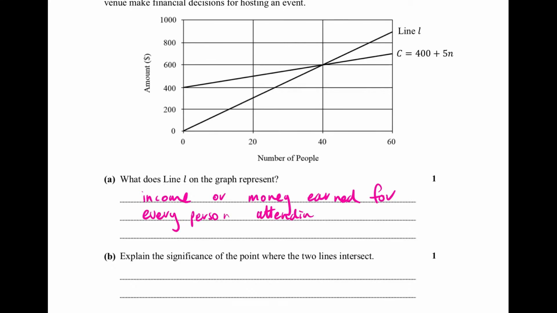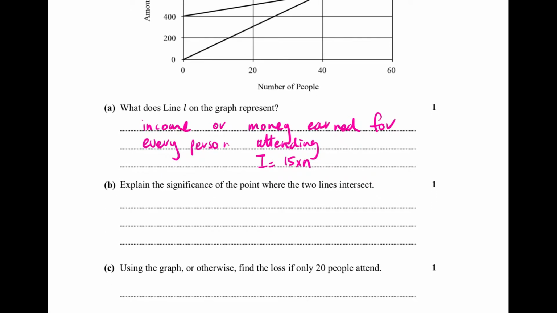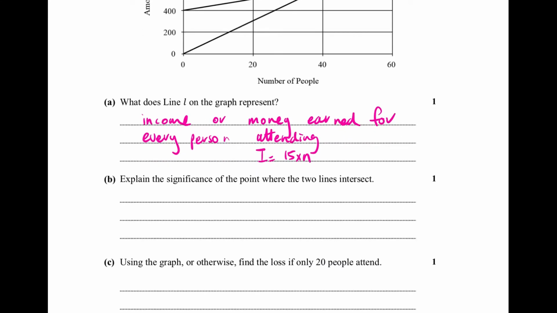You could even go one further and actually state what the equation is, where your income is simply $15 times the number of people. So income is equal to 15N. Part B, explain the significance of the point where the two lines intersect. So they're concerned with this point here. It's worth 1 mark, so it's very important to use your keywords.